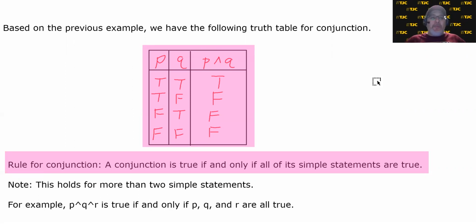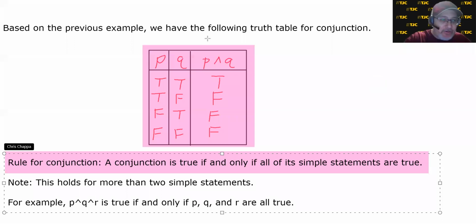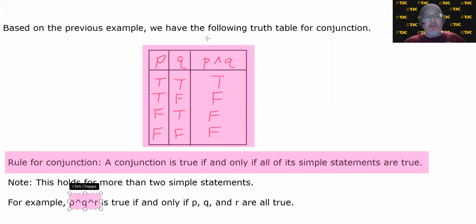So for example, P and Q and R, that's how you could read this statement. Or you could say P conjunction Q conjunction R, but it's shorter to say P and Q and R. For example, P and Q and R is true if and only if all three of them are true. And it doesn't matter if it's 3, 4, 9, or 200.